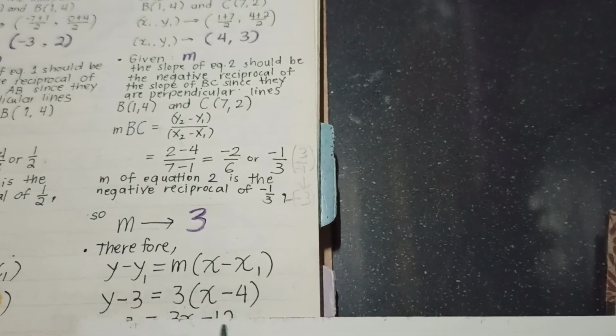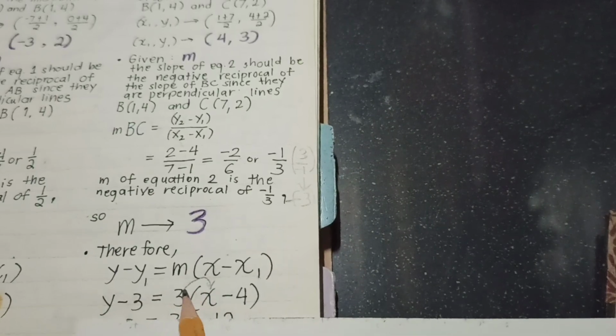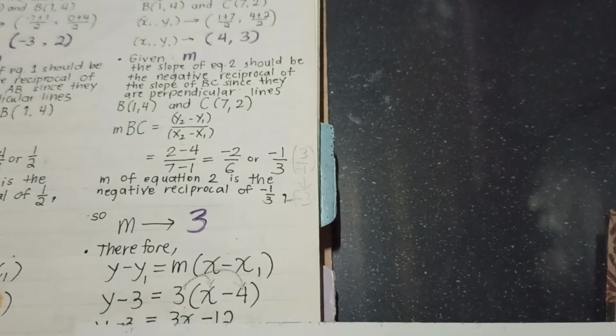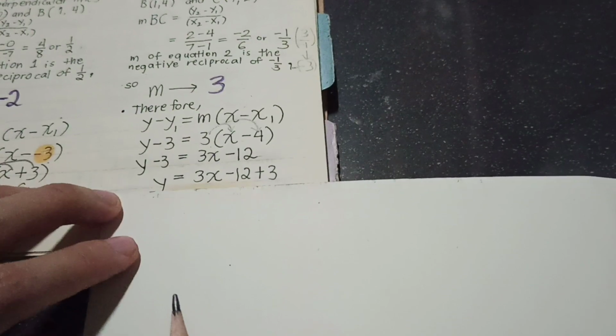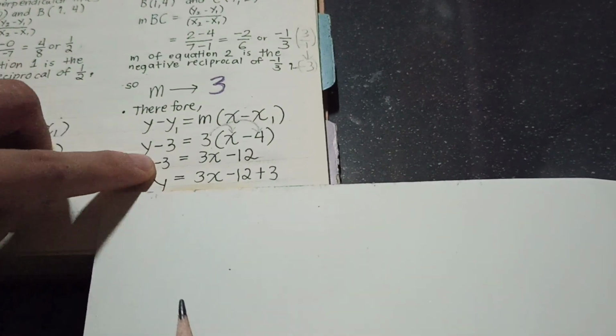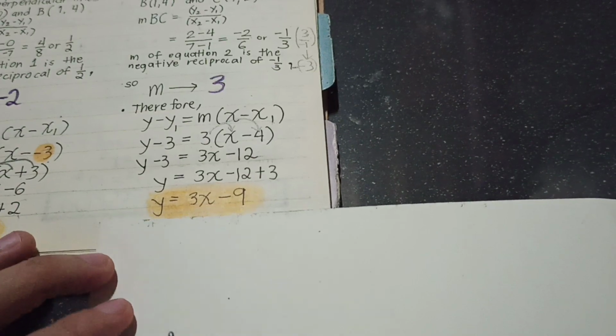So, simplifying this one, distribute the 3. 3 times x, I'll have 3x. 3 times negative 4, I'll have negative 12. Writing the slope-intercept form, I'll have y is equal to 3x minus 12 plus 3, or y is equal to 3x minus 9.